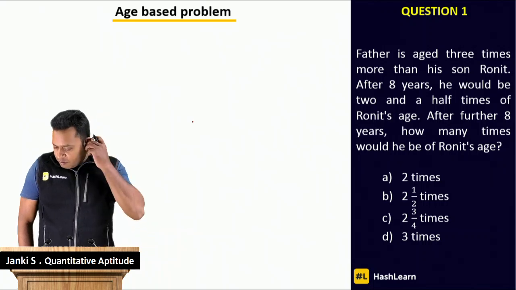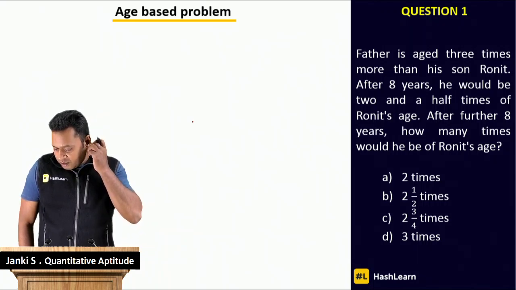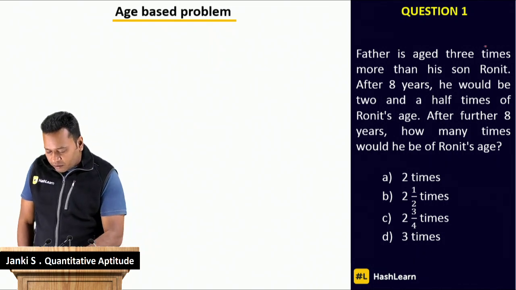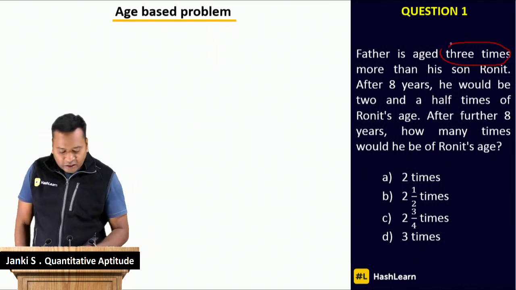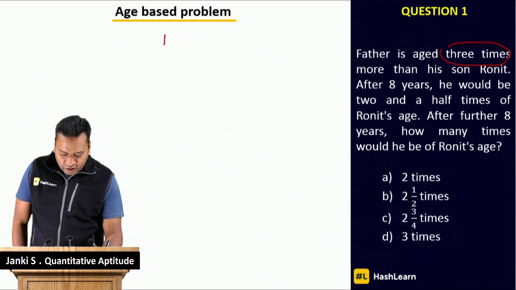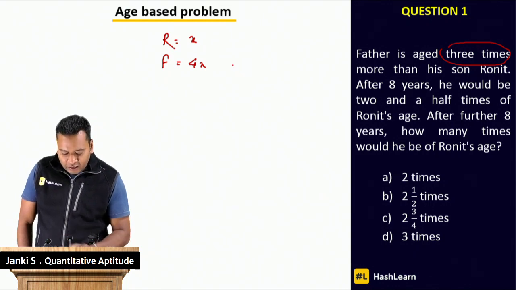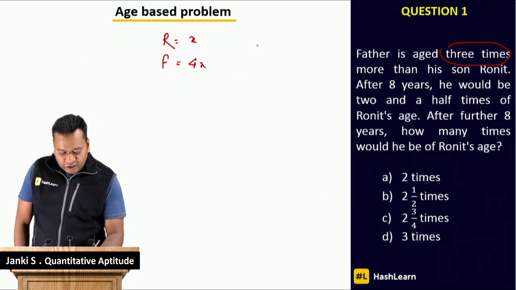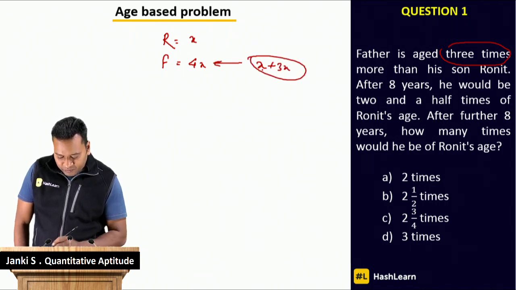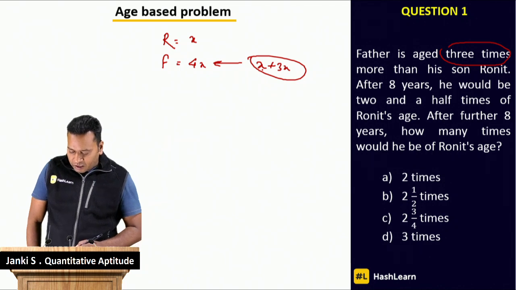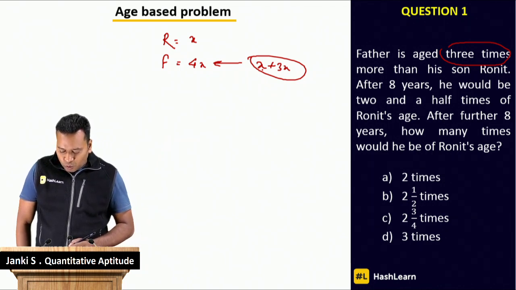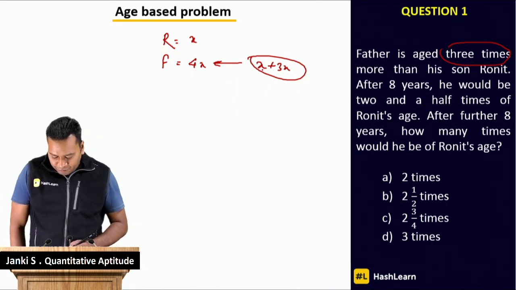Let's try to identify some of the basic questions. Now father's age is 3 times more than Rohit's age. What do you mean by 3 times more than? That means if Rohit's age is x, father's age is nothing but 4x. It's 3 times more, right? So 3 times more means what? If it's x, that means x plus 3x, which represents 4x here. After 8 years he would be 2.5 times of Rohit's age, right? After further how many years?